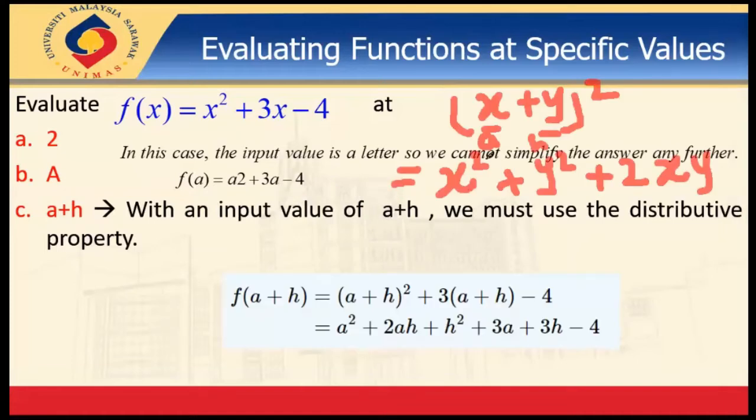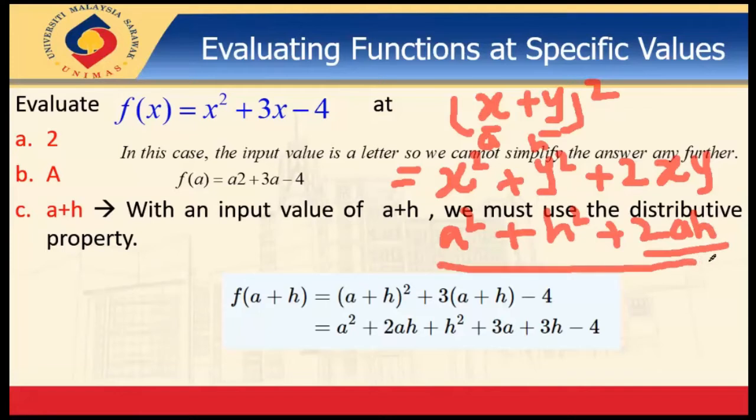So according to the formula, if we replace the x by a and the y by h, then it will be equal to a square plus h square, and plus 2ah. So the 2ah comes like this. So this is according to the formula.